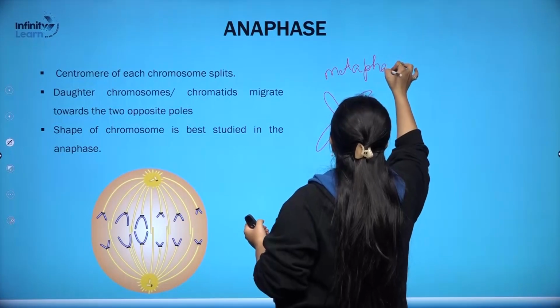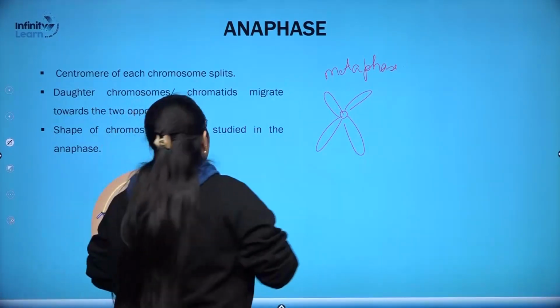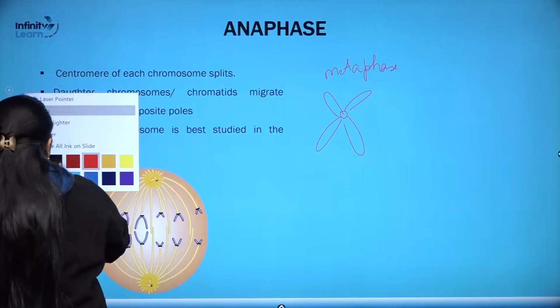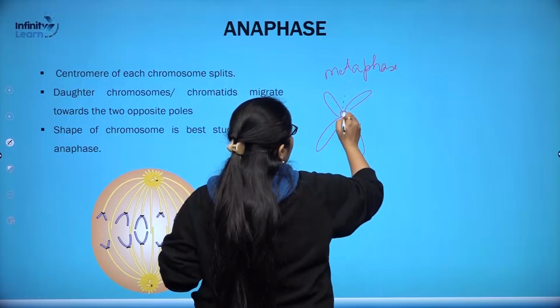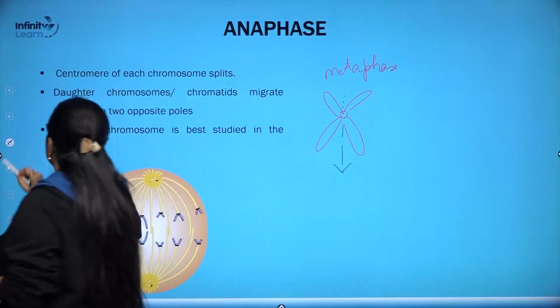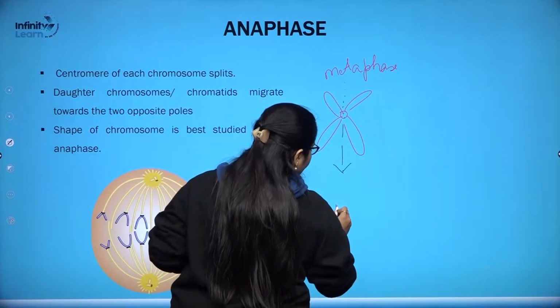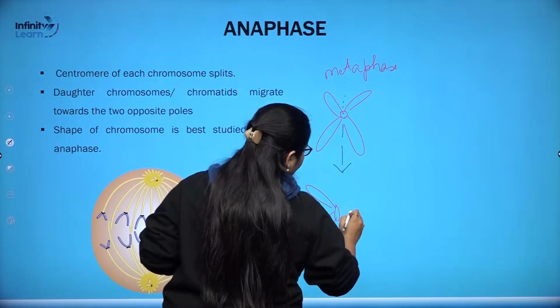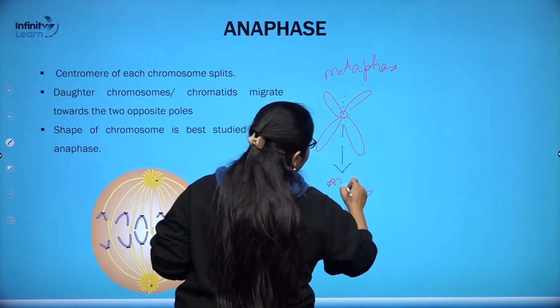अब आपकी मेटाफेज में अगर क्रोमोसोम ऐसा था तो अब क्या होगा मेरे प्यारे बच्चों? एनाफेज के अंदर स्प्लिटिंग होगी सेंट्रोमियर की. तो ये आपका सेंट्रोमियर है और ये स्प्लिट कर जाएगा. तो सेंट्रोमियर के स्प्लिट कर जाने से क्या होगा? आपके ये जो दो सिस्टर क्रोमैटिड्स थे वो सेपरेट हो जाएंगे. So this is what is going to take place in anaphase.